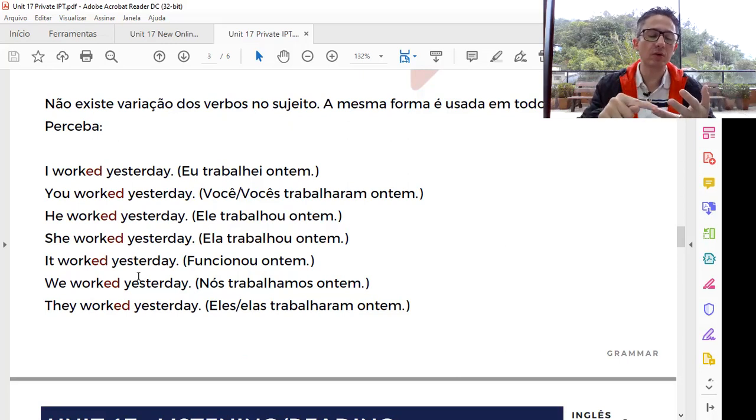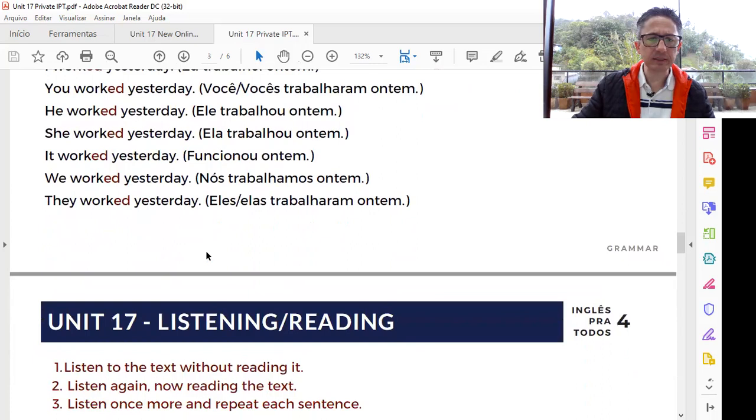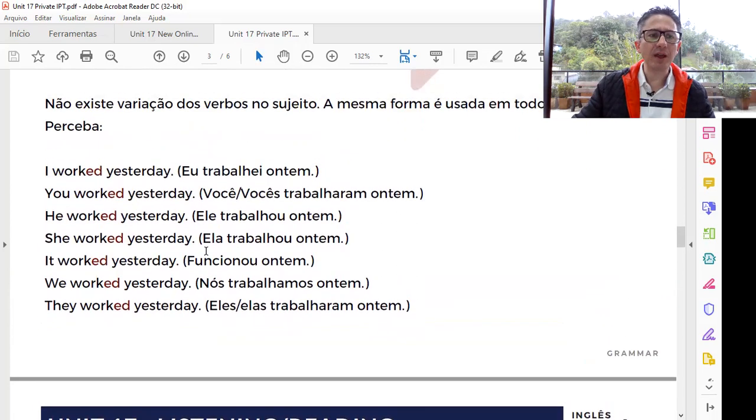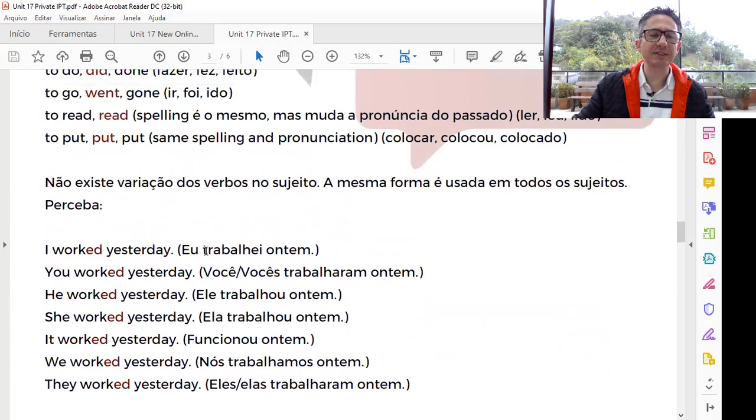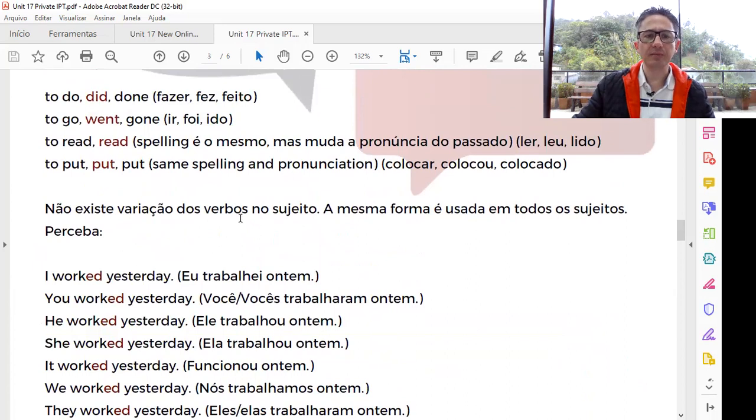I worked, you worked, he worked, she worked, it worked, we worked, they worked. Easy. How do you say moleza in English? A piece of cake, right? Okay. Now, let's see here. And when you have irregular verbs, it's the same, you know? Like, let me open my whiteboard here to show you something. Here.